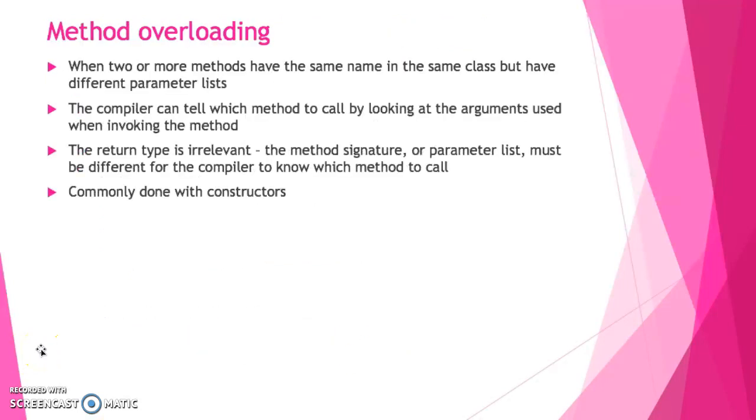Method overloading. So this is when two or more methods have the same name in the same class but use different parameter lists. The compiler will be able to tell which method to call by looking at the arguments that are used when the method is called. The return type is irrelevant, and this is because when the method is called, the compiler is not looking at what's going to be sent back, it's looking at what's being sent in. So this is done a lot with constructors, but that's not the only way that it could be done.